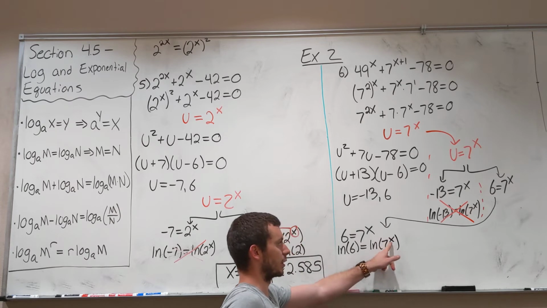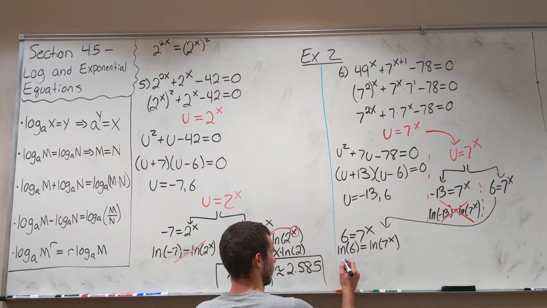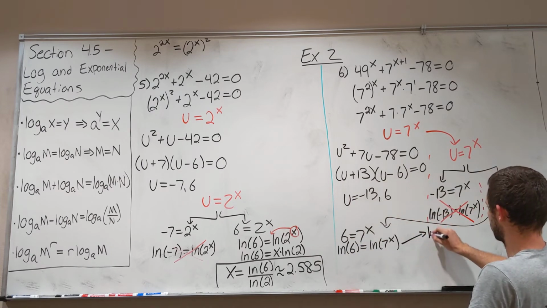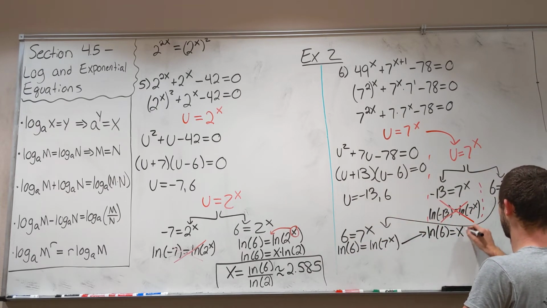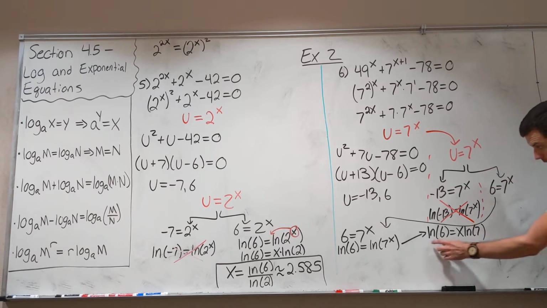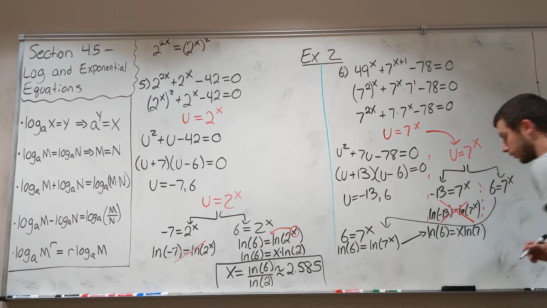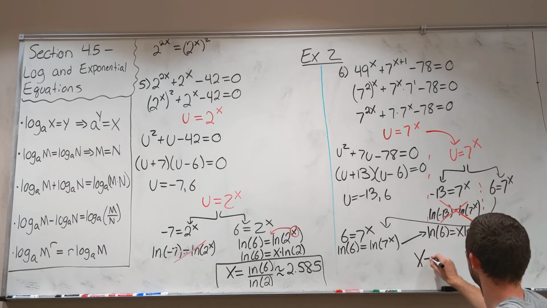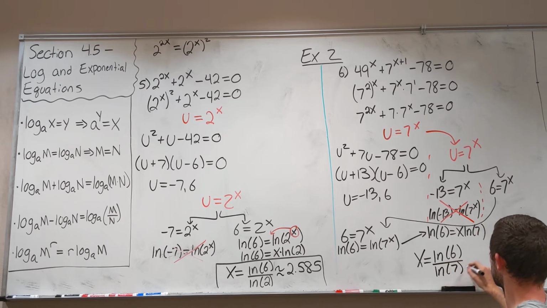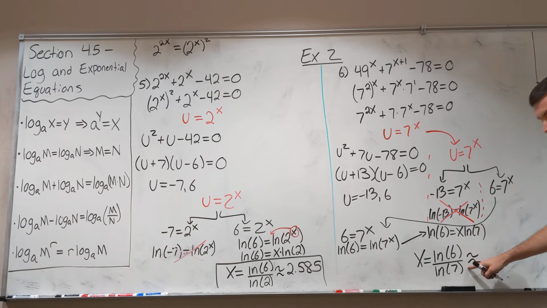And this allows us to bring the exponent to the front. Just like this. And finally, we can divide both sides by natural log of 7 to get x by itself. This gives us our exact answer, and again, we need to round this to 3 decimal places.